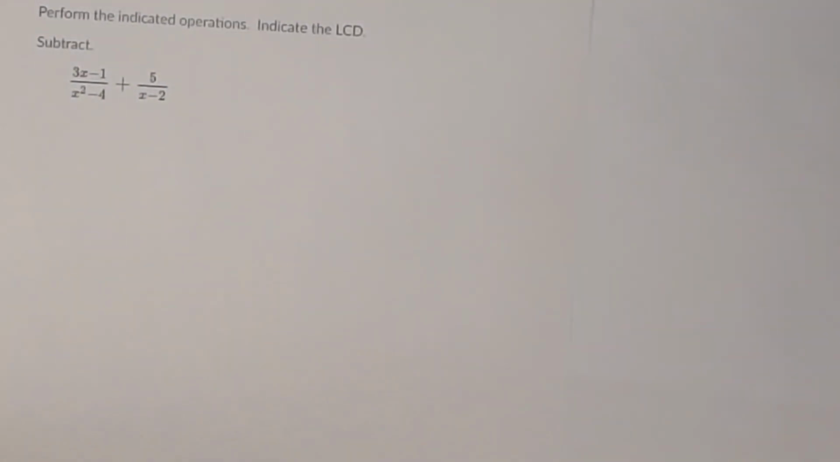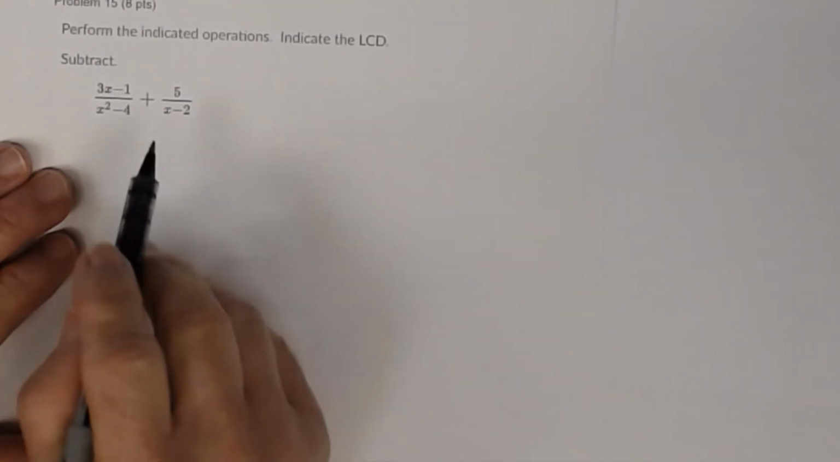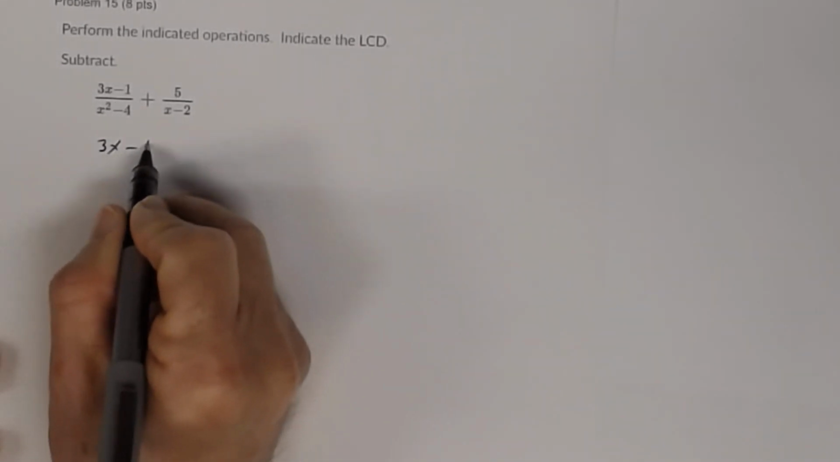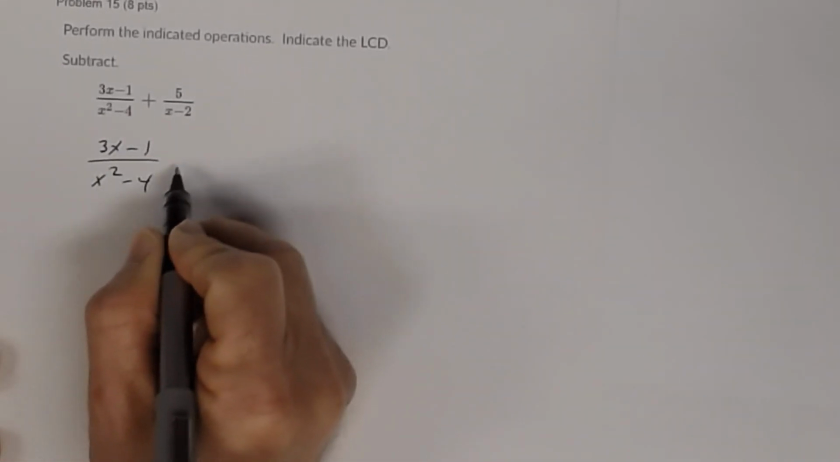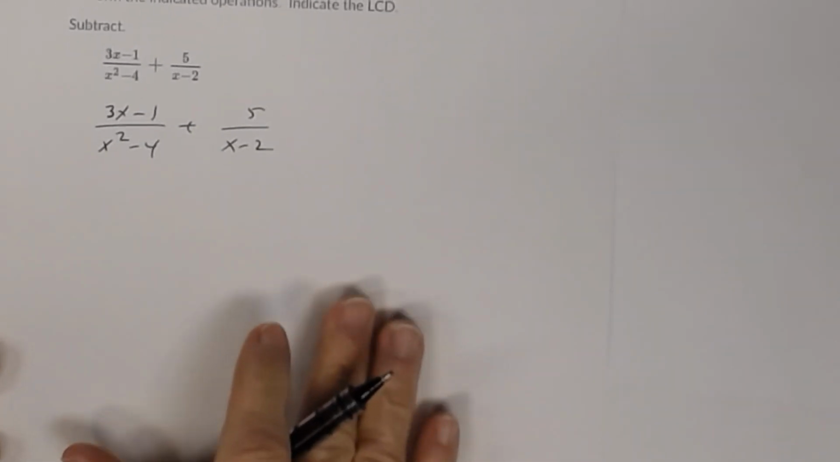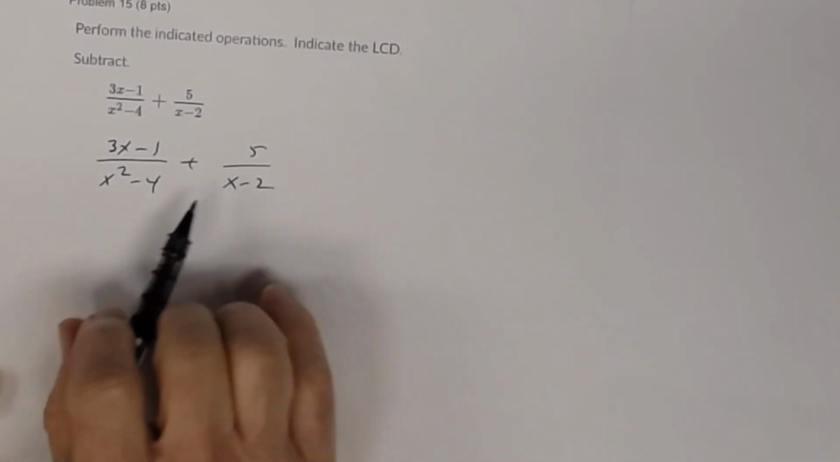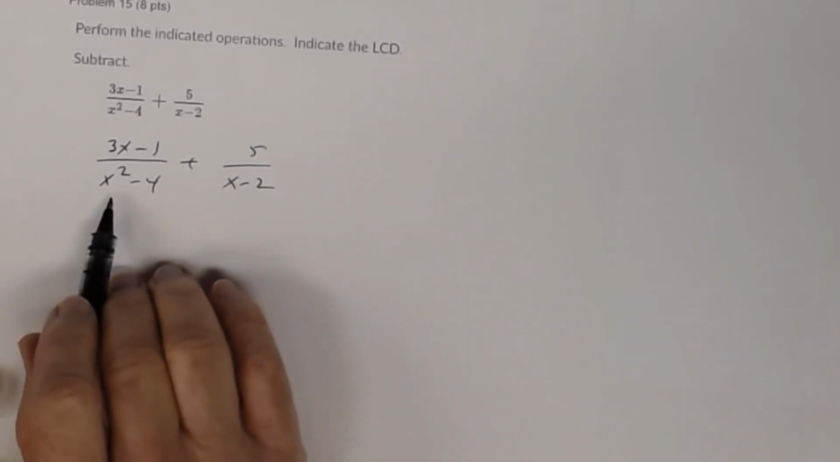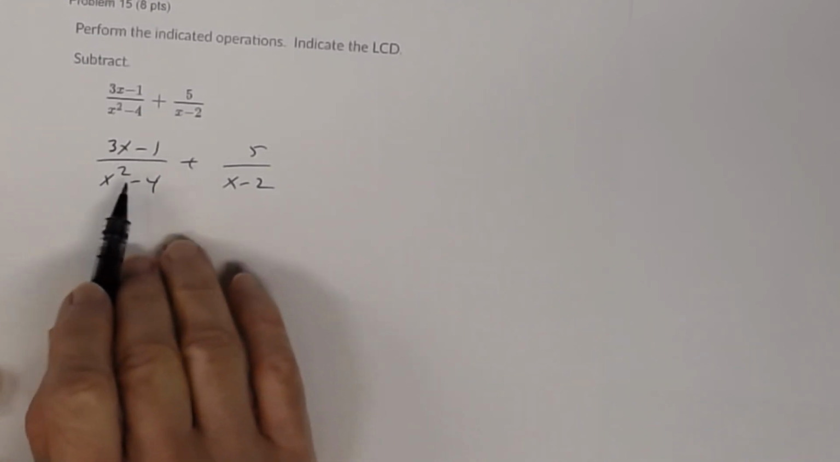All right, and then finally number 15. This time again you're adding two rational expressions. Let me go ahead and rewrite this over. So it'll be 3x minus 1 divided by x squared minus 4 plus 5 divided by x minus 2. Okay, so again, notice that you're adding these. The denominators are not the same, so you've got to find the least common denominator. Before you find the least common denominator, you've got to factor your denominators.